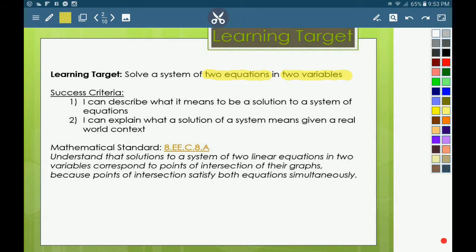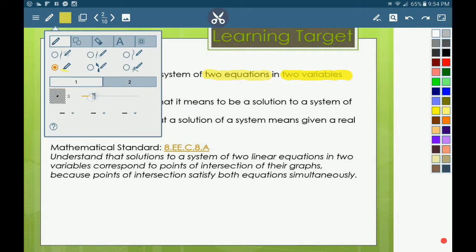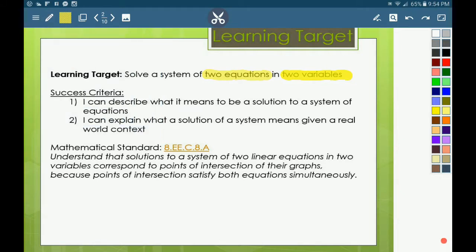Our success criteria for this is going to first be I can describe what it means to be a solution to a system of equations. We're going to talk about what that really means in context, a solution. I can explain what a solution of a system means given a real world context. So we're going to focus on what it means. Okay, and remember, when I say context, that means in the real life situation.